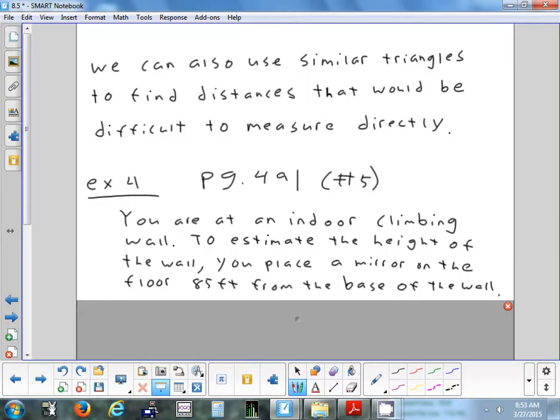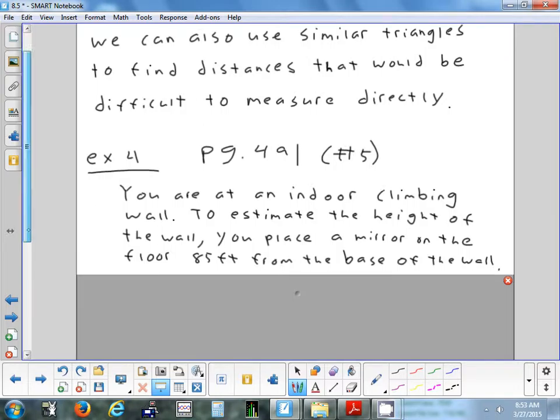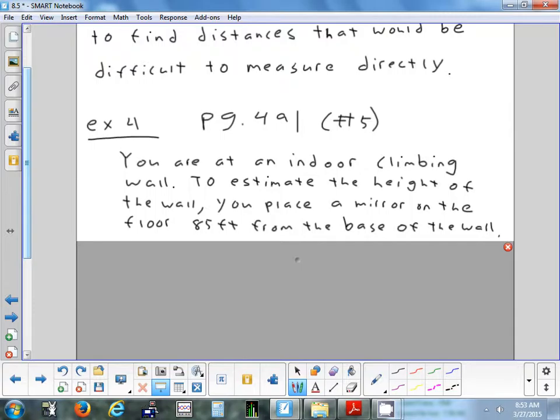Okay, and it says you're at an indoor climbing wall, and you want to estimate the height of the wall. So what they're suggesting you try to do is place a mirror on the floor 85 feet away from the base of the wall. Now, it doesn't have to be 85 feet.